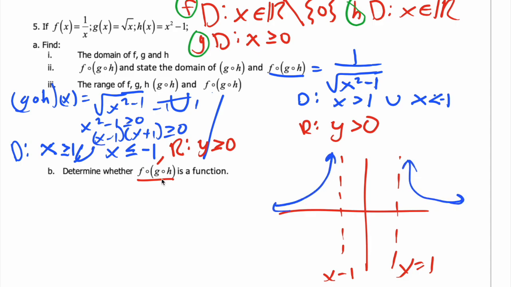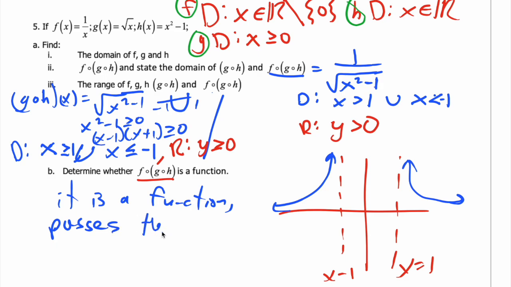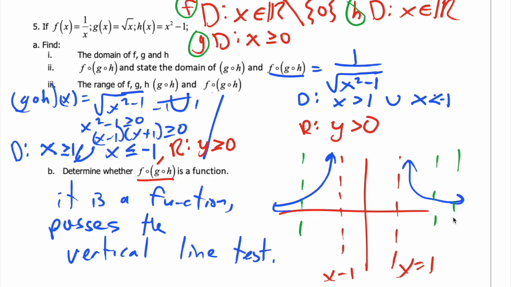Okay, so it is a function as it passes the vertical line test. Anywhere you draw a vertical line, you only hit one point, so it is a function.